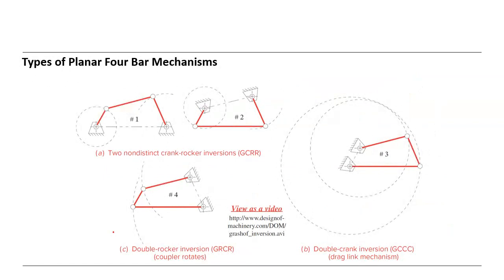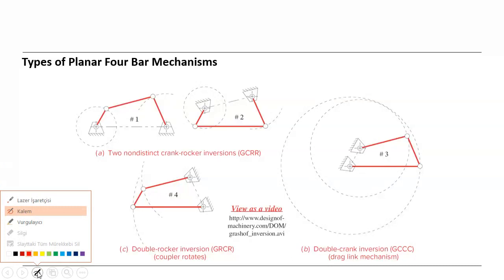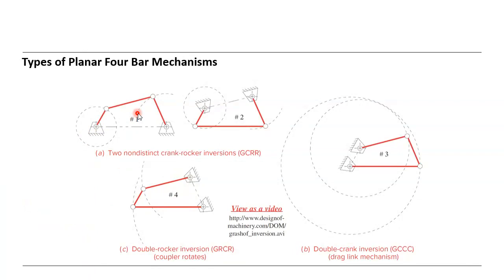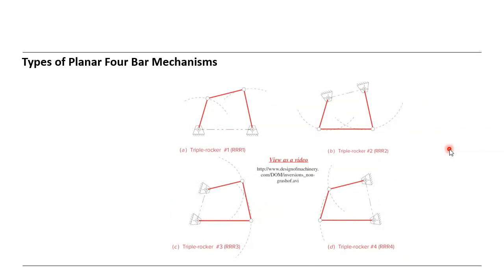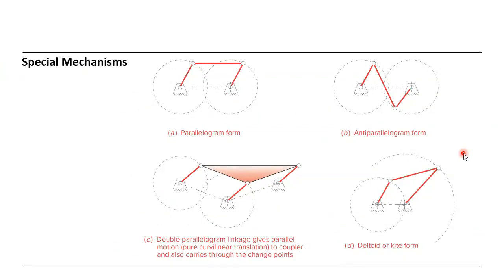Okay, the types of planar four bar mechanism we already talked about, you know. Here, crank rocker, and this is the inversion of crank rocker, and here double rocker, and also here double rocker. Then here the types of planar motion four bar mechanism. You see, we can develop different types of mechanism using the four bar mechanism. And this is also a four bar mechanism, in parallelogram form or anti-parallelogram form. And here the double parallelogram linkage gives parallel motion, pure curvilinear translation.